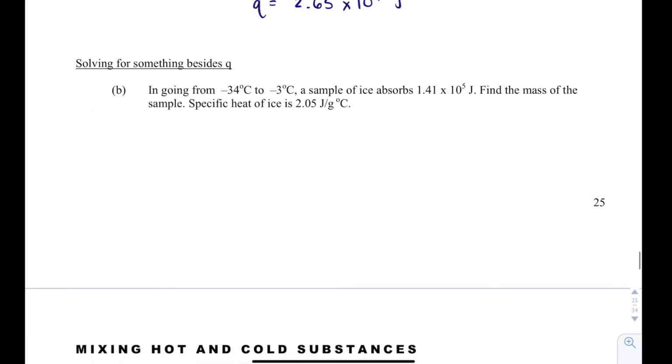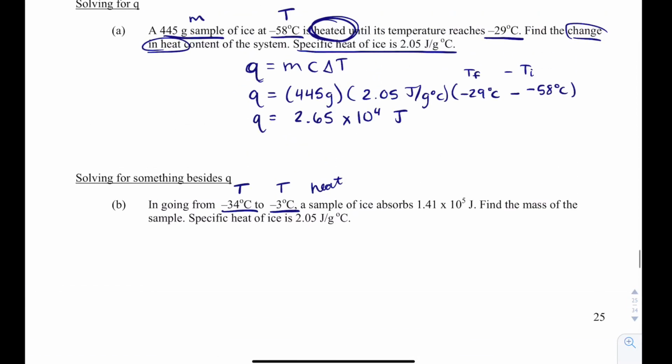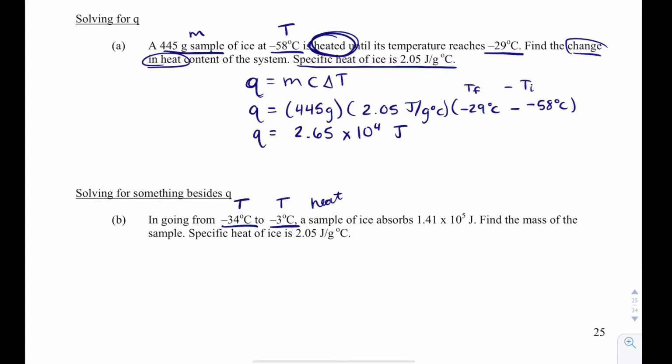Now, in part B, we're going to be solving for something besides Q. So we are going from negative 34 degrees Celsius to negative 3 degrees Celsius. So this is we're heating. And if I want to just flip back to part A, notice I heated, and when I heat something, Q should be positive, because our system is absorbing heat. So that is exactly what I see.